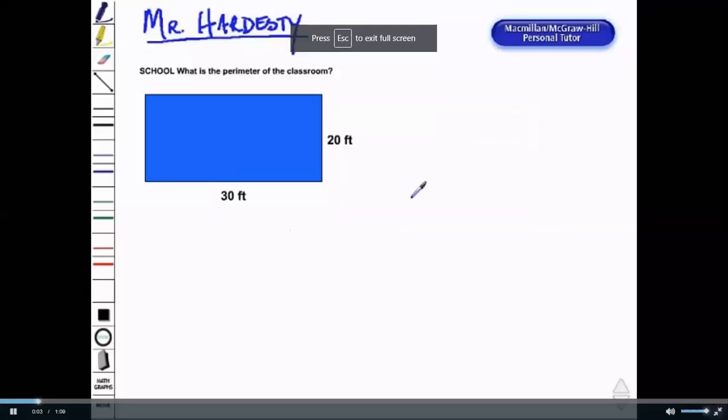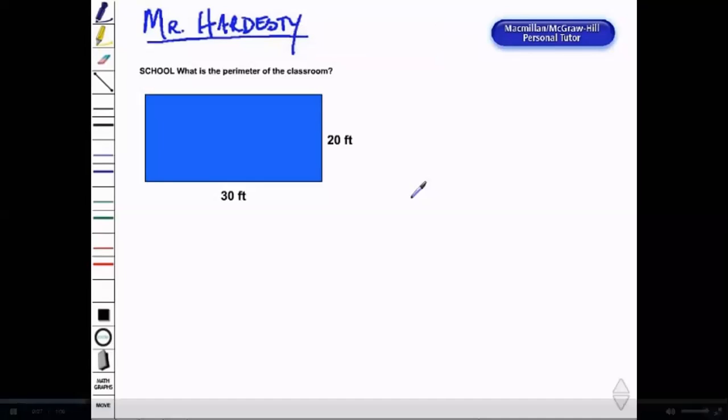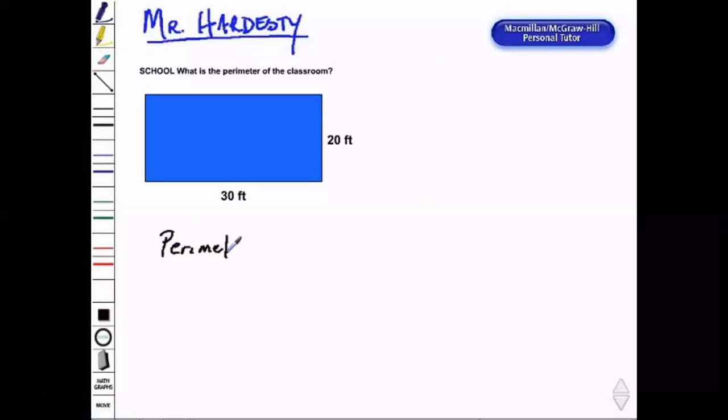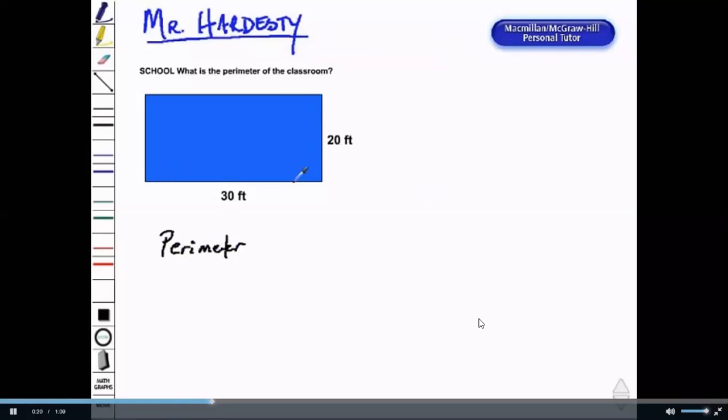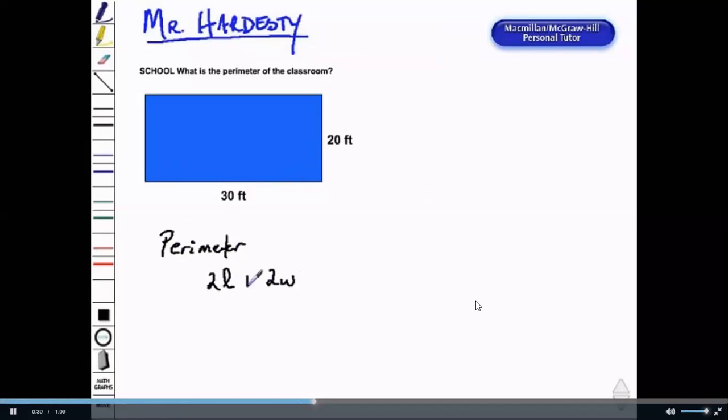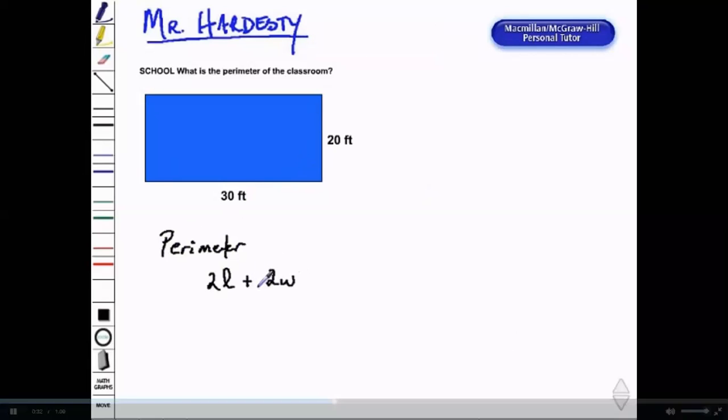Let's use perimeter to solve our next problem. What is the perimeter of the classroom? Perimeter is the distance around. And in this case of a polygon that we recognize as a rectangle, we know that you can multiply the length times 2 and the width times 2 and add those together.